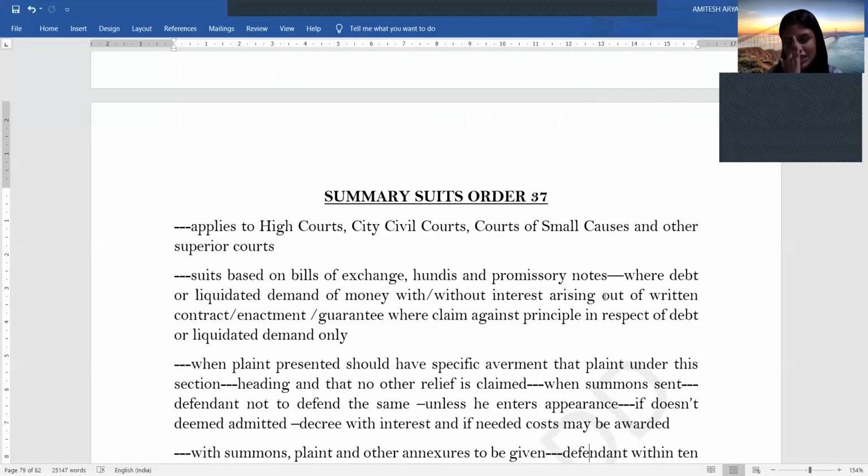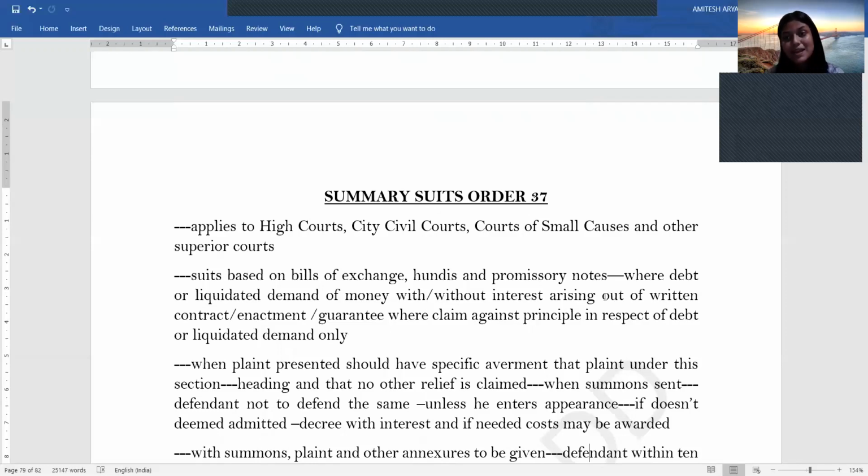So you can logically conclude that if you are a court applying the summary suit procedure, obviously you'll not apply it in a case where there's a title dispute. You'll apply it in a situation where there's not much requirement of such an elaborate procedure. Now, whenever a plaint is presented under Order 37, you have to mention that I am instituting a suit which should be governed by Order 37. I am claiming no other relief.